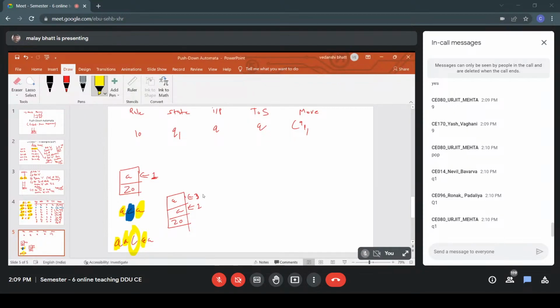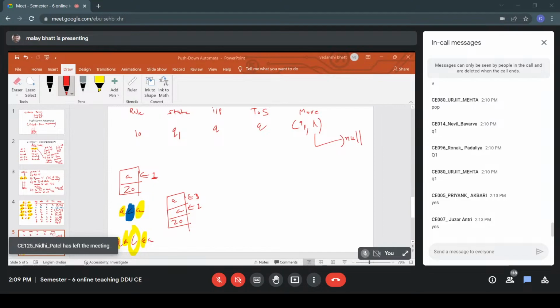So what we'll write? We'll write here as null. Null means we don't know. There is some symbol when we are popping this A, but we don't know. Is this pop operation clear? Okay. So now this is applicable when input is A, top of the stack is also A. When both will match, we have this rule applicable.